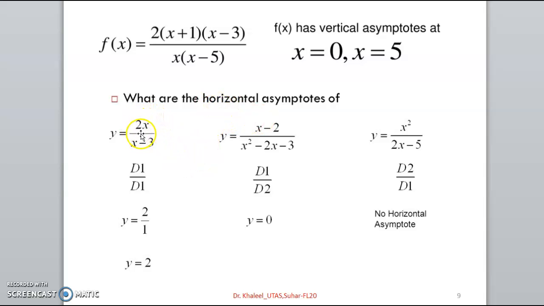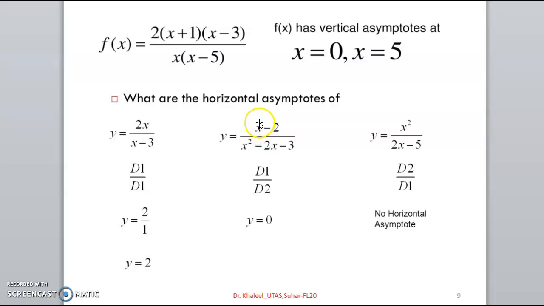I will take the leading coefficient, that means the leading term, the first term. There is only one term here, so I write here 2x. What is the first term of the denominator? It is x. So 2x by x, I say x cancels, 2 by 1. So y is equal to 2 is the horizontal asymptote.